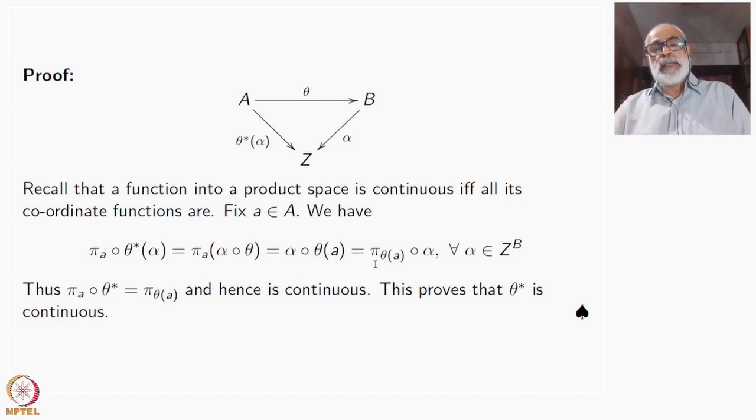Alpha composite theta A is nothing but the coordinate projection of theta A, the projection of alpha. So, pi of theta A operating upon alpha, theta A operating upon alpha. That is true for every alpha inside Z power B. So, this just means that pi A composite theta star is nothing but pi of theta A. So, all coordinate projections are continuous. That completes the proof that theta star is continuous.